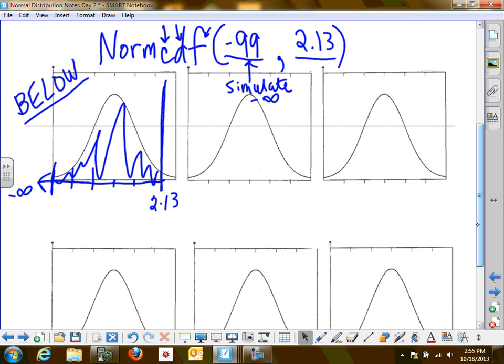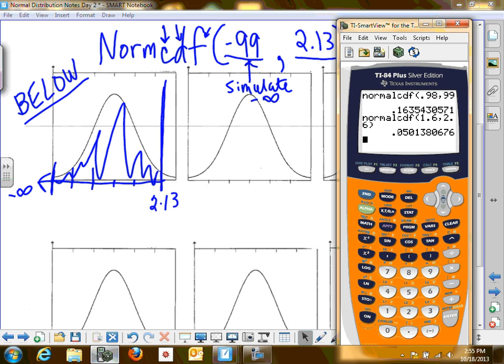So here's where this is on your calculator. All right, ready? Second, bars. Bars is right here beside the clear. Do not use the number 1 button. The second one is norm CDF. That's the cumulative from -99. Comma is right above the 7. And then 2.13. Close it, and there you go.